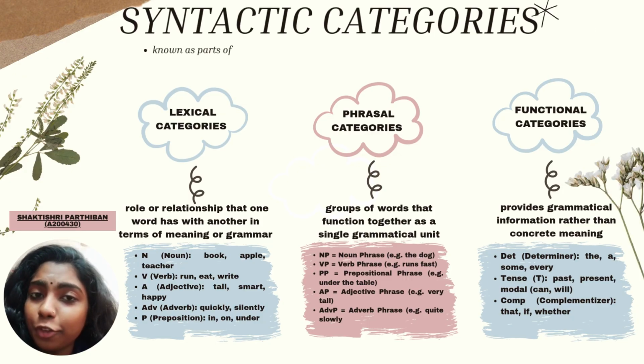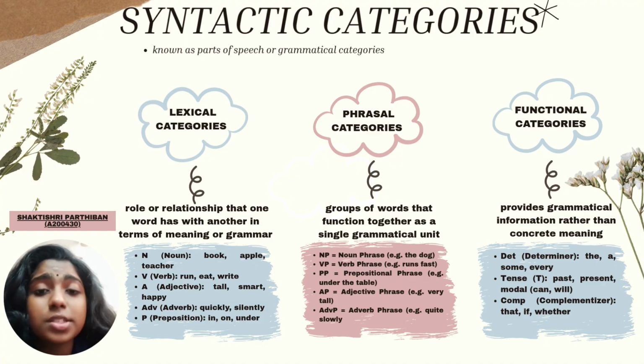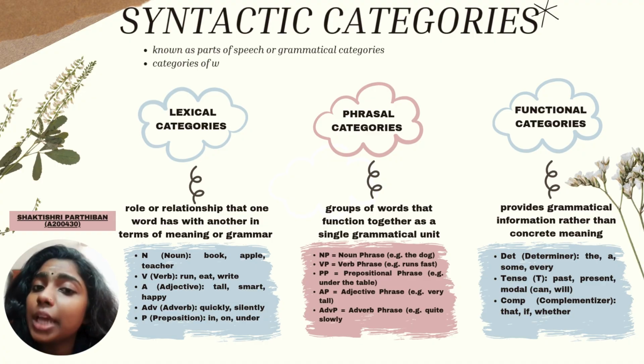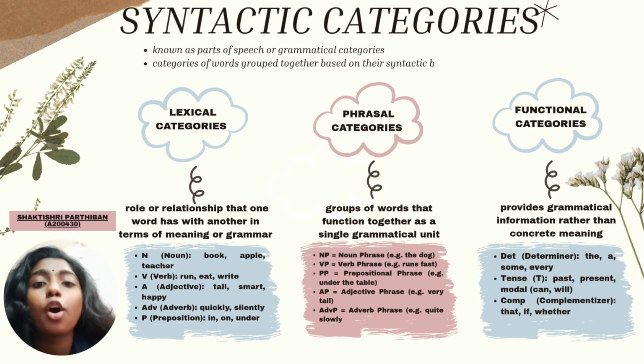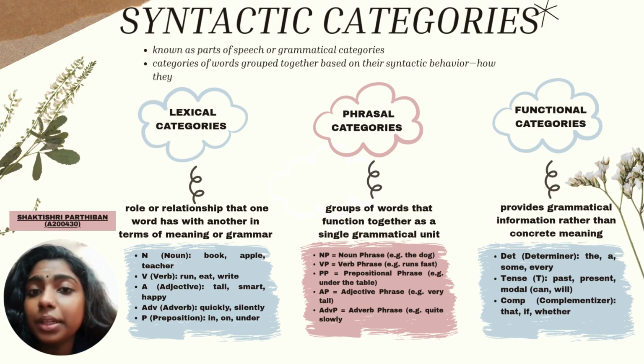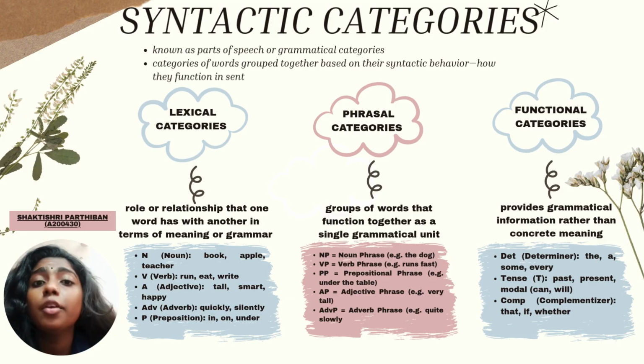I'll be giving a brief overview of how sentences are structured using concepts from syntax, focusing on syntactic categories. The three types of syntactic categories would be phrasal, lexical, and functional. Let's start with lexical categories or content words. These are the main building blocks of meaning: nouns, verbs, adjectives, adverbs, and prepositions.